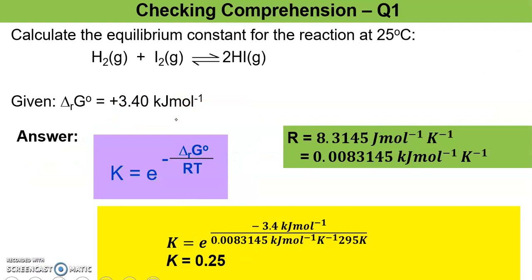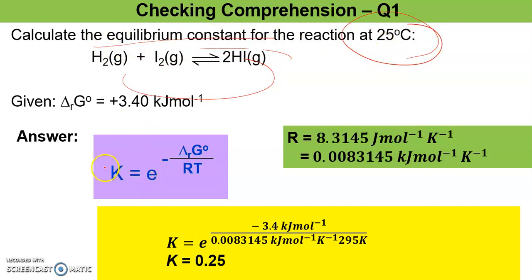So, checking comprehension, first question. Let's calculate the equilibrium constant for this reaction where hydrogen gas will react with iodine gas to give 2HI. Given this delta Rg0 equal to 3.40 kJ per mole, the question asks us to calculate the equilibrium constant at 25 degrees centigrade.